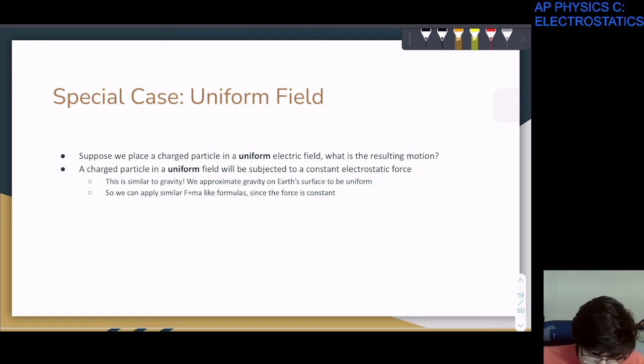Okay, so special cases. Suppose we place a charged particle in a uniform electric field. What is the resulting motion? A charged particle in a uniform field will have a constant electrostatic force, and this is very similar to gravity, right? Earlier we were saying that on the surface of the Earth, g is the same. It does not vary with position. So you can think of a constant uniform field as being similar to the mechanics that we've done with gravity.